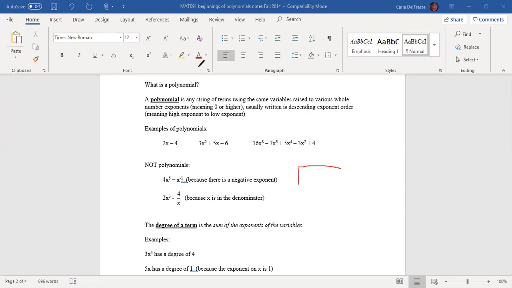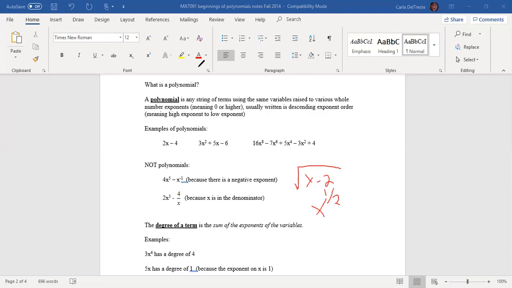The square root of x minus 2. That's not a polynomial, okay? x to the 1/2. That's not a polynomial because it has a fractional exponent. So those are some more examples of what's not a polynomial.